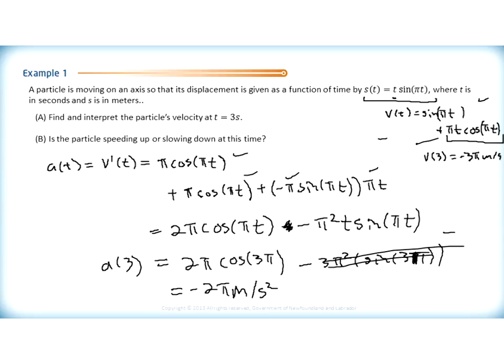Since our velocity and our acceleration have the same sign, we are actually speeding up here, not slowing down, even though we're going in the negative direction. Don't be fooled, you're speeding up. Okay, let's move along and try another one.